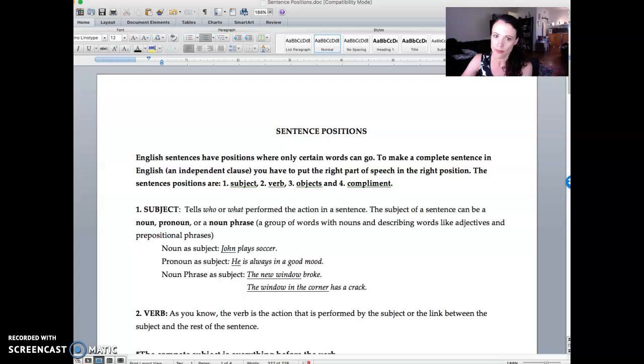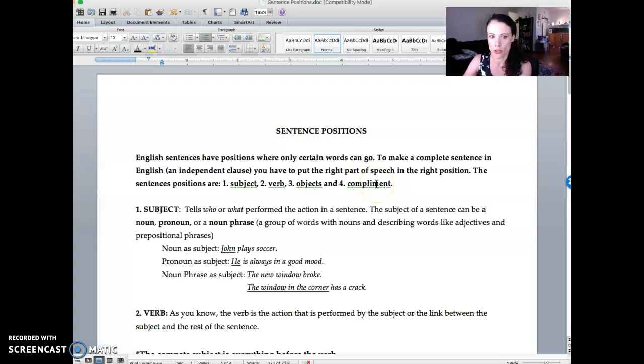So sentence positions. An English sentence has positions where only certain words can go. Sometimes we call them slots or holes in the sentence. Only certain words can go there. Only certain parts of speech can go in each position, okay? To make a complete sentence in English, an independent clause, another word for complete sentence, right? You have to put the right part of speech in the right position. The sentence positions are subject, verb, objects, and complement.